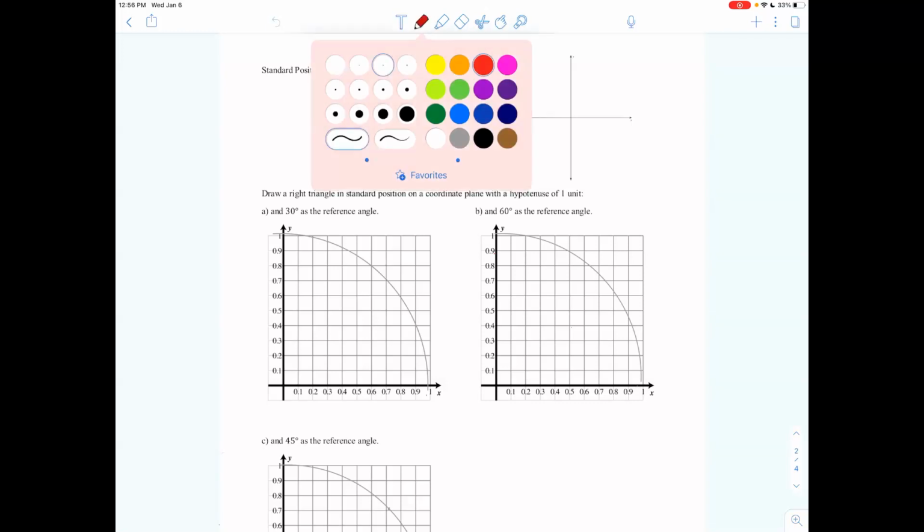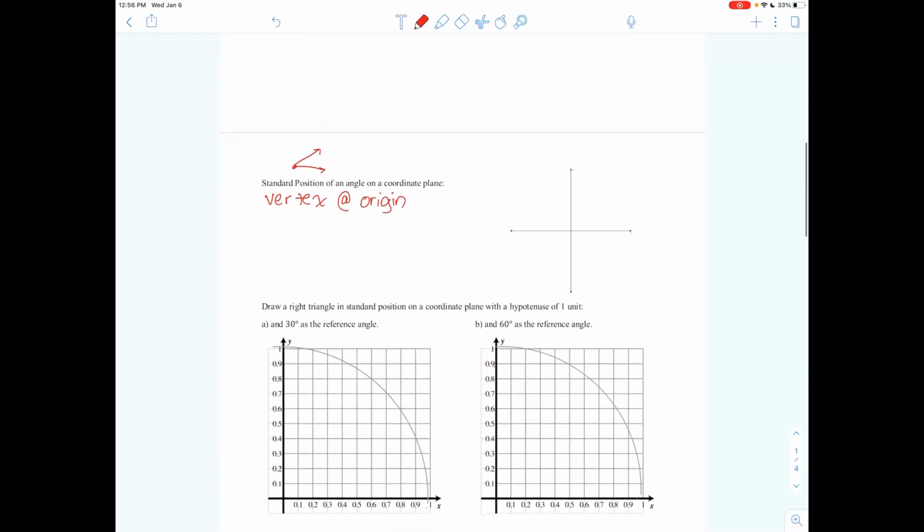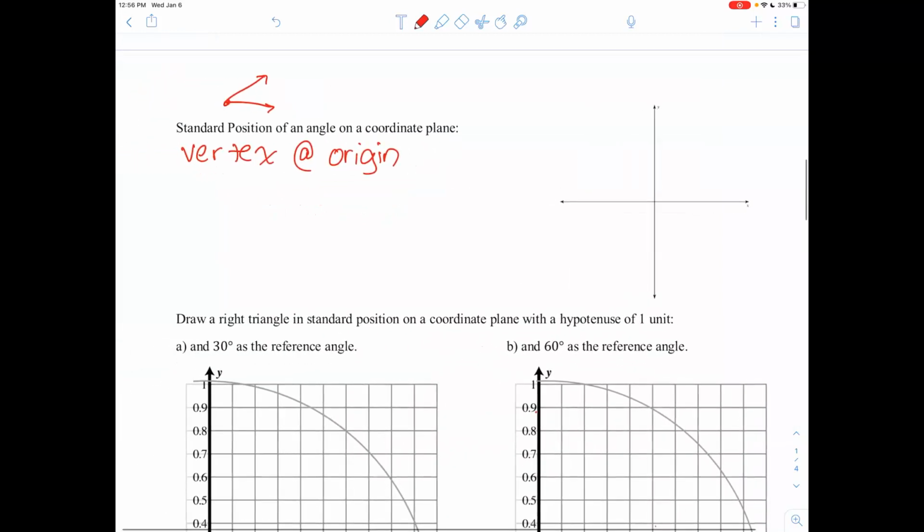So we're going to start with the vertex of an angle, because remember, angles have a vertex and then they have two sides, two rays, right? So let's start with the vertex. Where is it located? The vertex is located at the origin. So we're going to put it on a coordinate plane. Let me zoom in here a little bit. We're going to put it right here. So there is the vertex, okay?